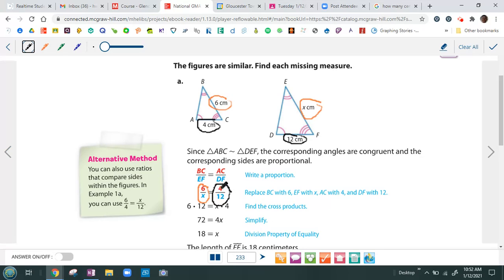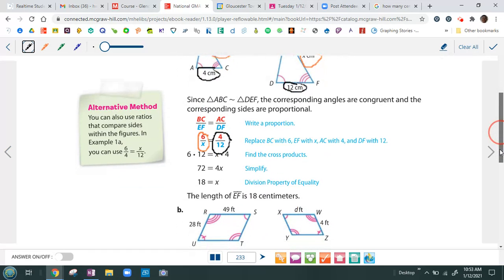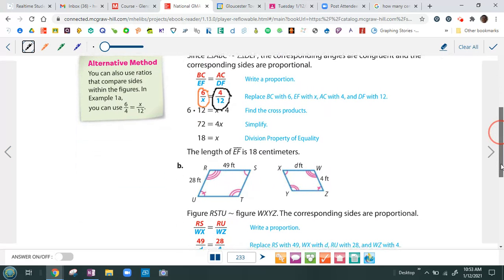You could also see the relationship here. Well, 4 goes into 12 3 times, so 6 goes into what? 3 times? 18. So you just have to make equal fractions there, or you can just cross multiply and not even have to think about it that much.